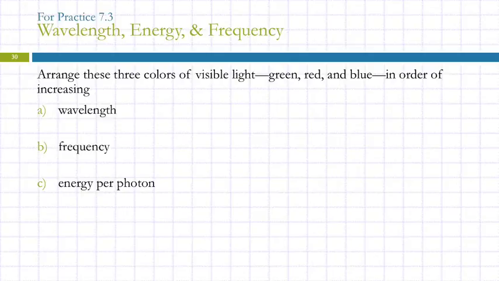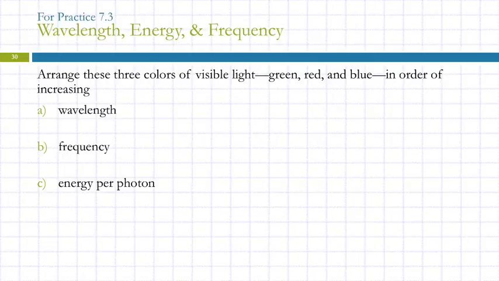So here's a practice problem. Arrange these 3 colors of visible light, green, red, and blue, in order of increasing wavelength, increasing frequency, and increasing energy per photon. So this is the sort of problem that you should be able to do on an exam, and I'm not going to give you the electromagnetic spectrum on the exam. So I'm going to talk you through this. This is how I would answer the problem. It actually involves a lot of talking to myself in my head. So I'll say it out loud for you.